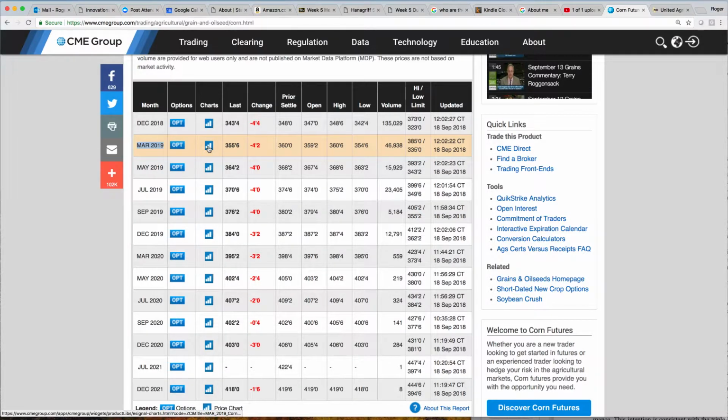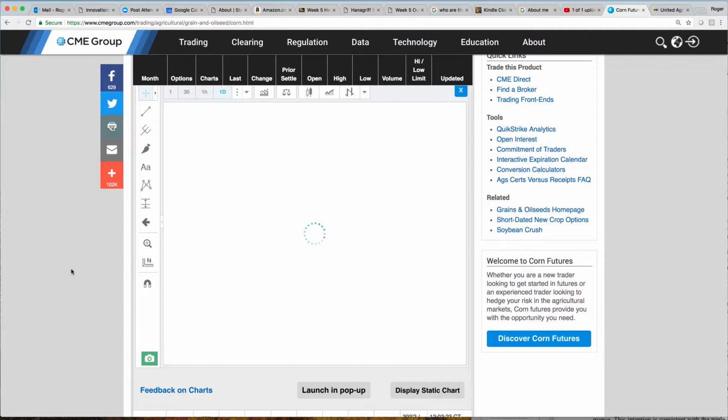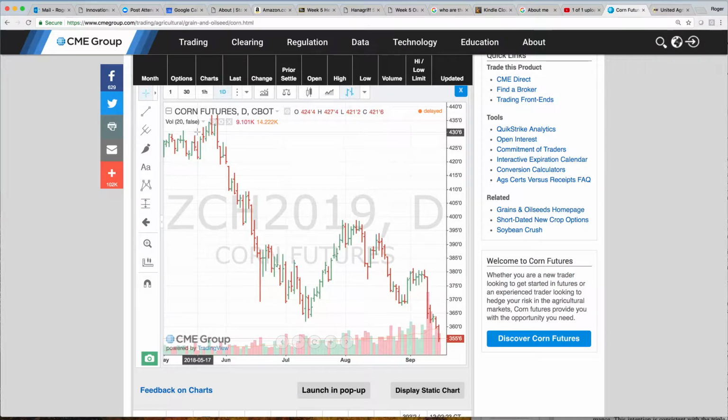So if I click on the chart for the March contract, I will see the changes in prices of that contract. Now you can see back earlier in the year it was very high up in the 430, 450 mark even, and then it moved down, moved back up, and today we're at $3.55 and 6/8 of a cent, and that's per bushel. So remember, a corn contract is 5,000 bushels, and that price is quoted per bushel. So that's where we are right now in this futures market.